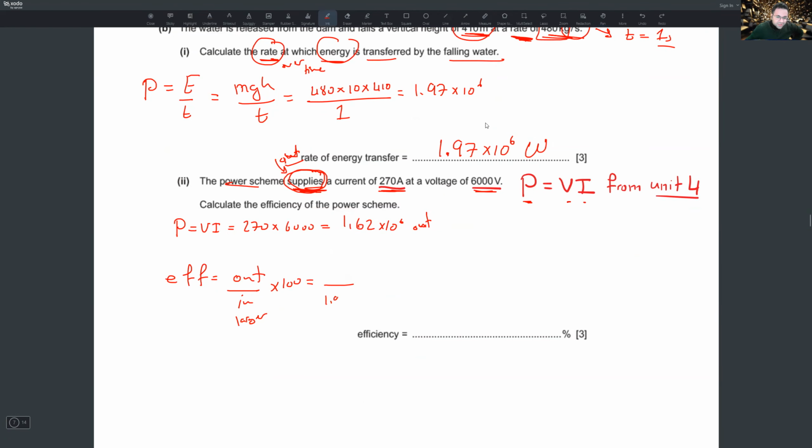1.97 times 10 to the power 6 on the bottom, and on top 1.62 times 10 to the power 6, then all times 100. Of course, 10 to the power 6 cancels out 10 to the power 6. So it's 1.62 over 1.97 times 100. I'm leaving it in standard form. Okay. 82.2335, so we say 82.2%. There we go.